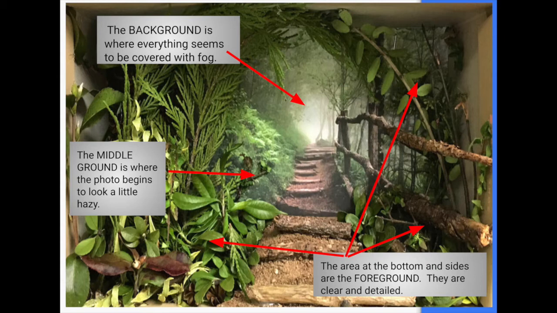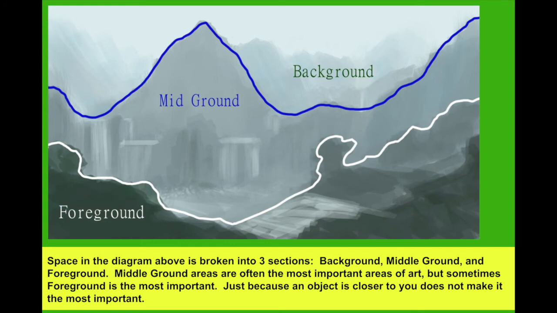Okay, this shows you background is where everything seems to be covered with fog. Middle ground is where the photo begins to look a little bit hazy. And the area at the bottom and the sides and even up over the top a little bit is the foreground. Foreground, middle ground, and background don't have to be the same size every time or the same shape. In every picture it's different.